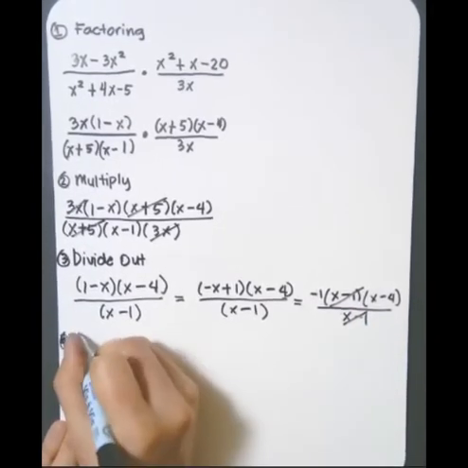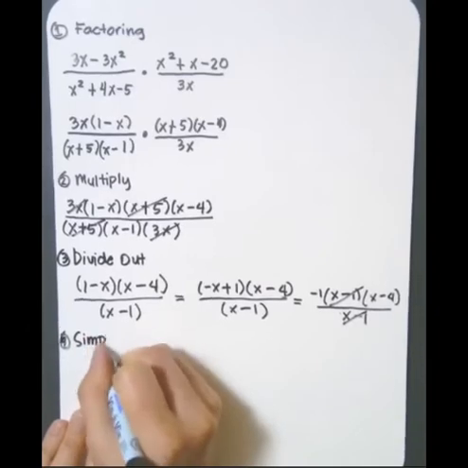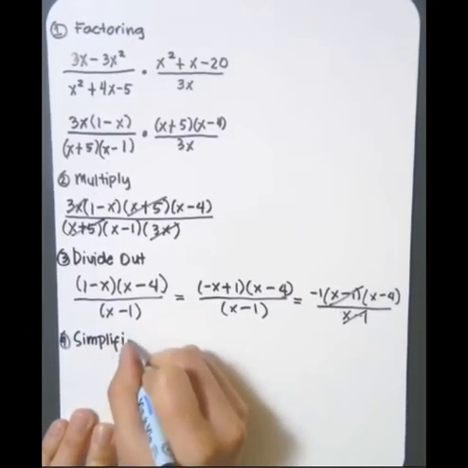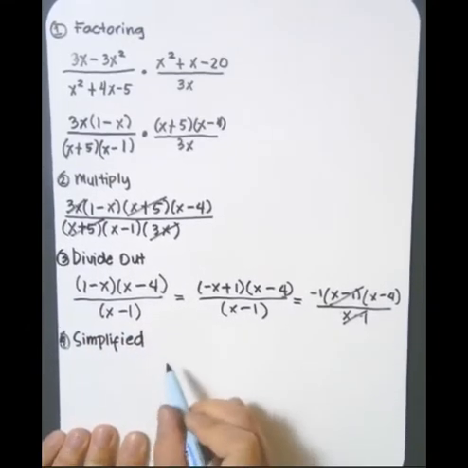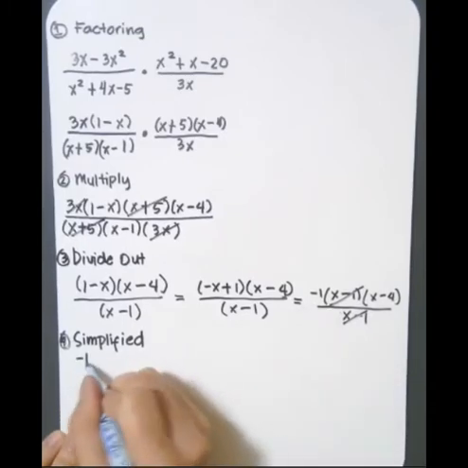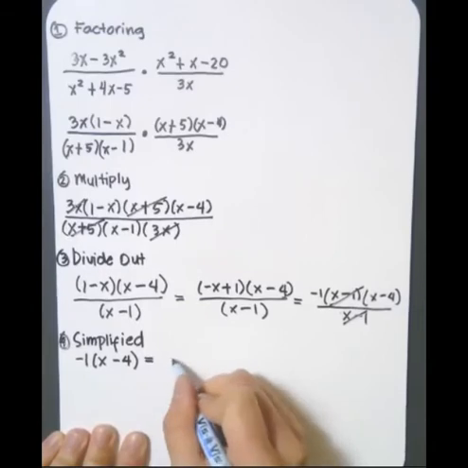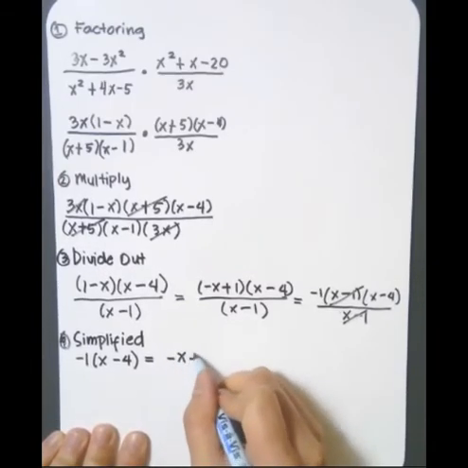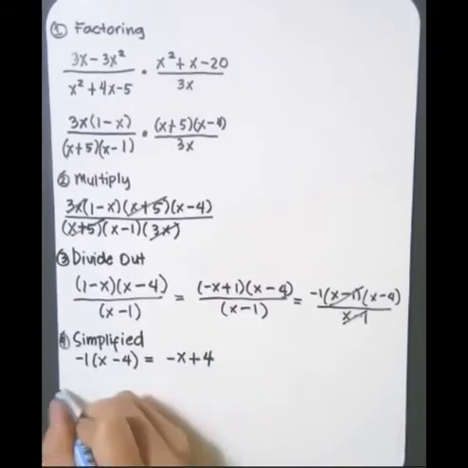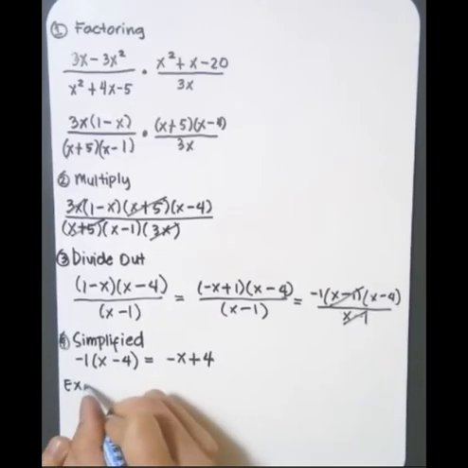Step 4, write the simplified form of our rational expression. We have negative 1 times (x − 4), or negative x plus 4. Now we write our excluded values.